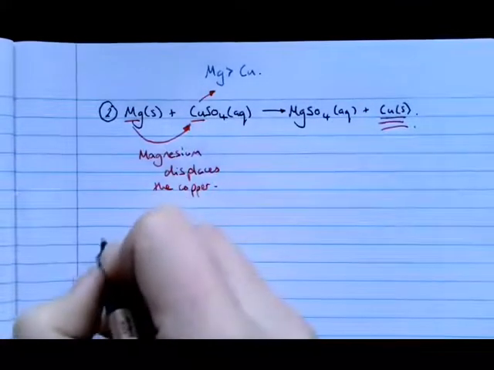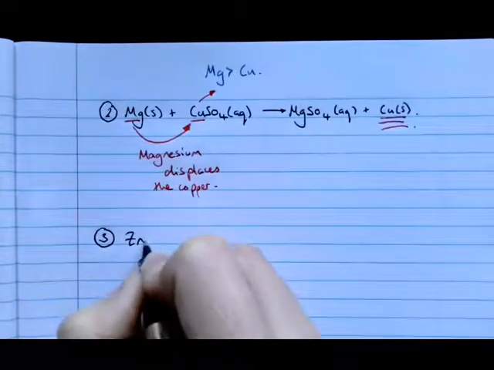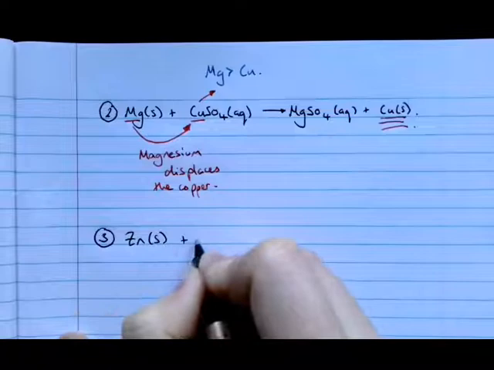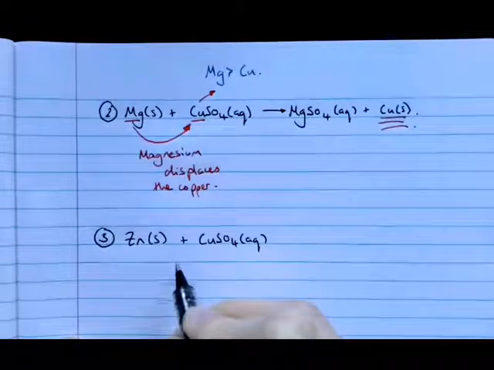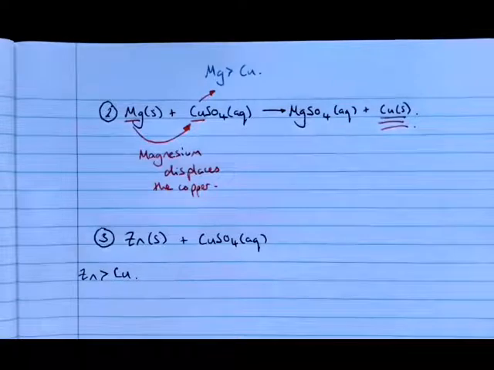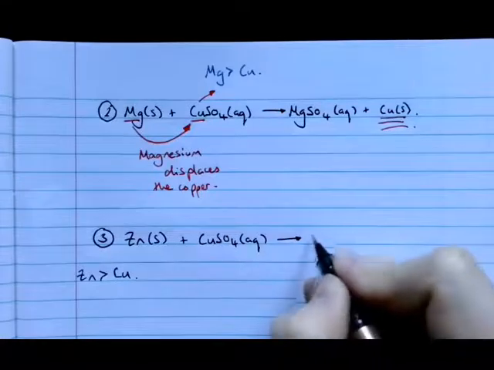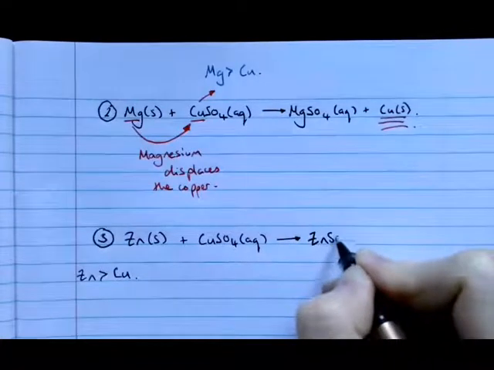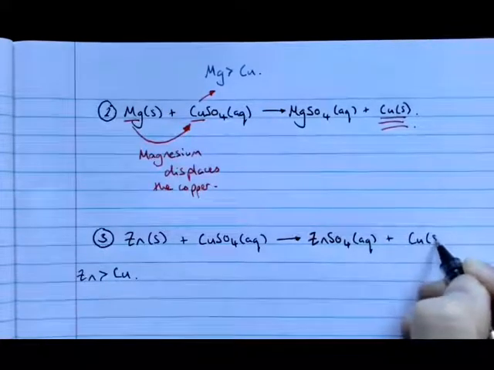Okay, so you have a go at one. Number 3 would be zinc metal plus copper sulfate solution. And I can tell you that zinc is more reactive than copper. So what would be the product from that reaction? Okay, so the zinc is going to displace the copper from the copper sulfate solution, and it's going to give you zinc sulfate plus copper.